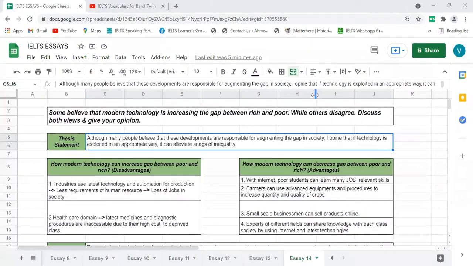Friends, welcome again, Chintan के साथ, and today we are going to discuss a new topic for IELTS Task 2. So let's start the same.